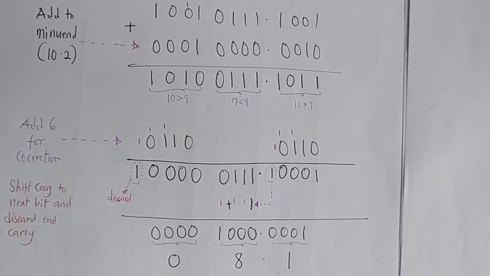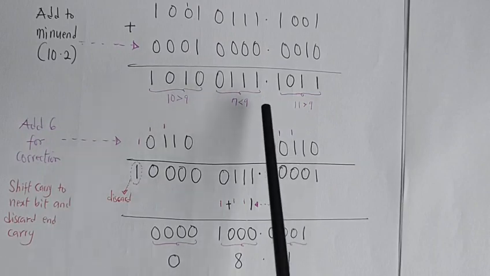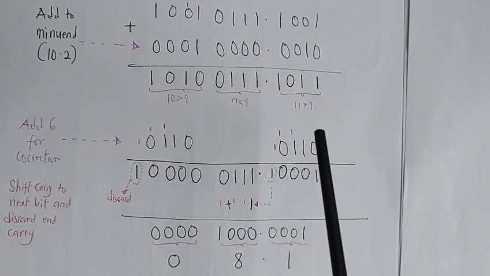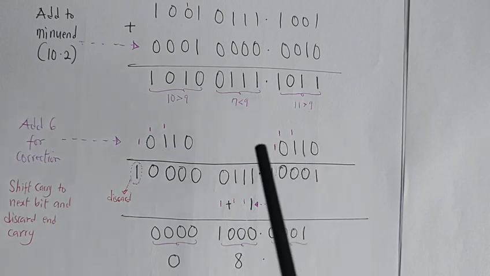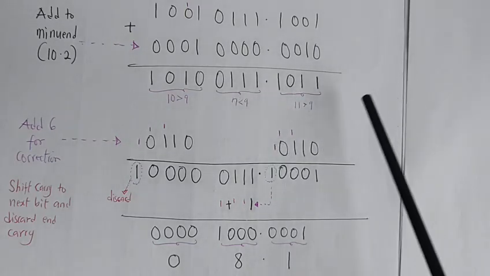Now remember, the rule says if the result is greater than 9, what happens? It said that means the BCD is invalid. Now to correct this issue, 6 needs to be added to the result. Alright, so let's check if the result is greater than 9 or less than 9.